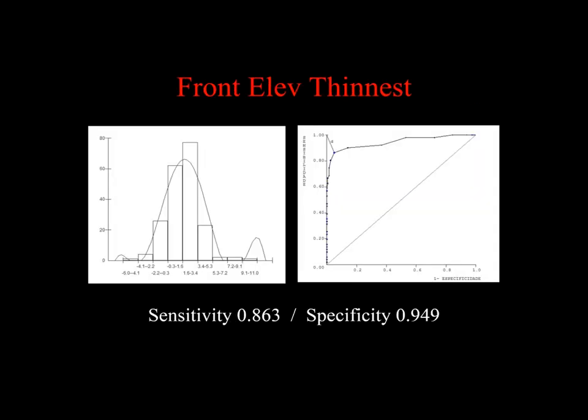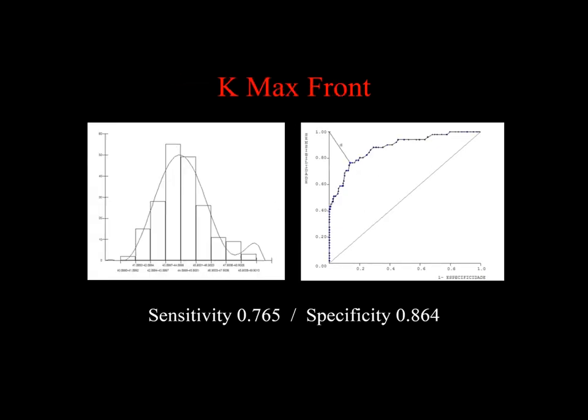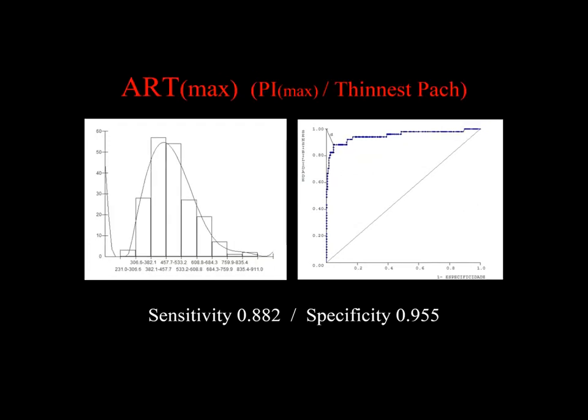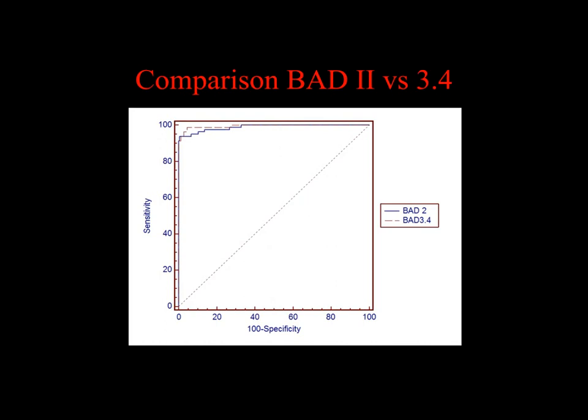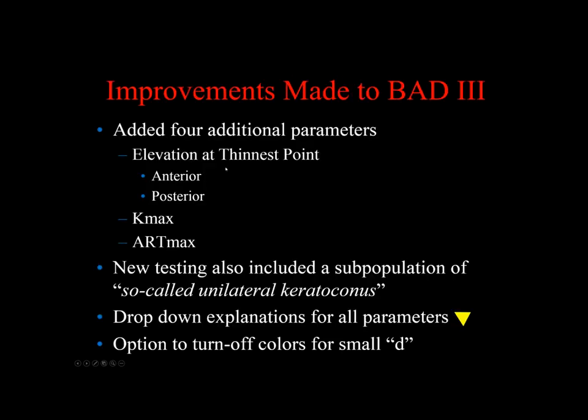We added, again, front elevation at the thinnest, back elevation at the thinnest, Kmax. The only reason we added Kmax is you can see it's a pretty poor performing parameter. It's because it's what people are using in the cross-linking studies. And here's Ambrosio relational thickness, and this is the final D of version 3, which actually is a very good performing parameter. If we look at the difference between version 2 to version 3, this is version 2, this is version 3. For those of you who are used to looking at these, it is extremely difficult to get improvement once you get in this kind of area over here. This actually represents a very significant improvement in performance of version 3 versus version 2.